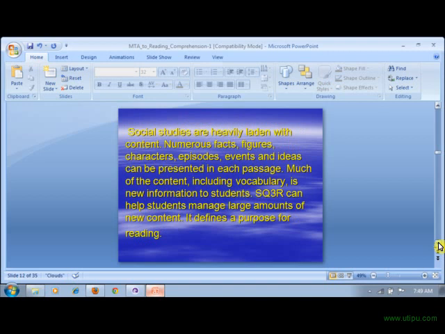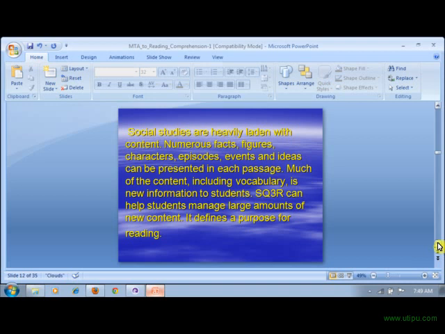Social studies are heavily laden with content. Numerous facts, figures, characters, episodes, events, and ideas can be presented in each passage. Much of the content, including vocabulary, is new information to students. SQ3R can help students manage large amounts of new content.